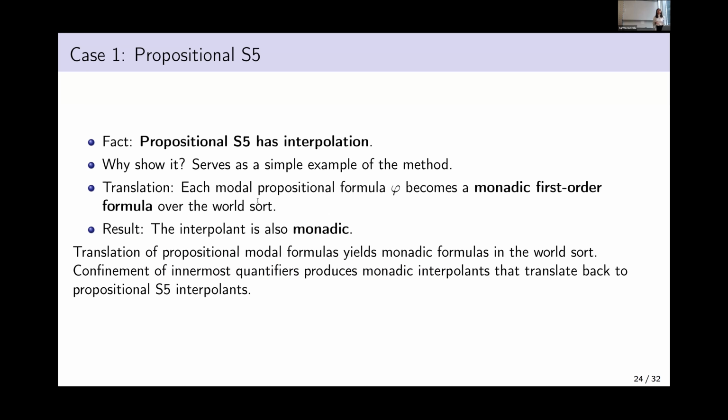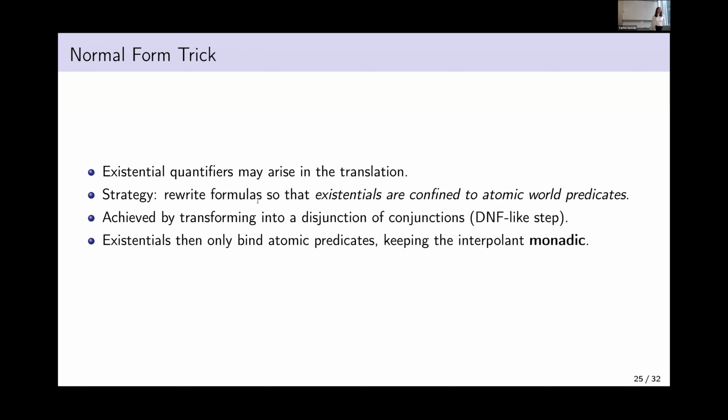So far we have three cases, three fragments we covered, which do have interpolation, so which have corresponding retranslations in original S5. The first is propositional S5. It is known already by Fine, but here we show it with the Maehara lemma. Each modal propositional formula becomes a monadic first-order formula over the world sort, and the interpolant is also monadic.